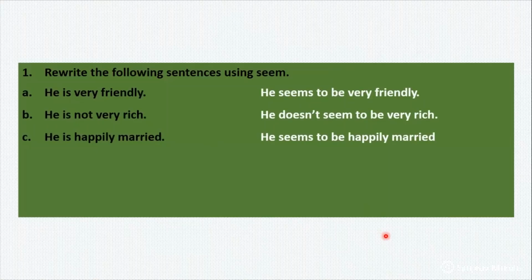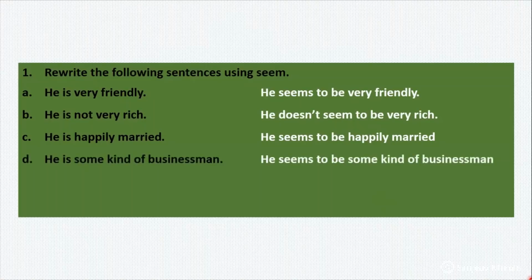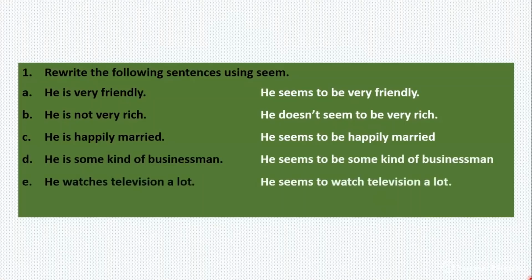Oh, look at questions A, B, and C. We have is. That's very simple. Therefore, we have been using be, again be here too. Likewise, number D, he is some kind of businessman. He seems to be some kind of businessman. And he watches, that's verb 5, present tense. He watches television a lot. He seems to watch television a lot.